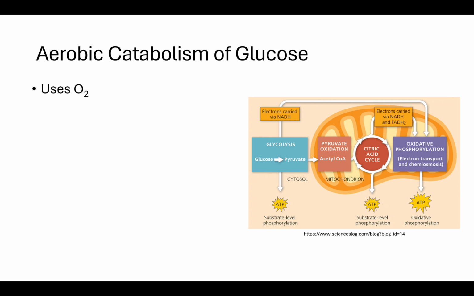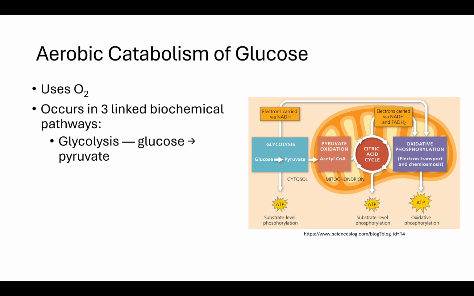So let's talk about aerobic respiration. And remember, aerobic literally means air. In this case, we mean oxygen, and it uses oxygen for this process. It has three linked processes that take place. There's glycolysis, which is going to initially break down glucose and form two smaller molecules called pyruvate. That is going to form some ATP, as you see in this diagram right here.